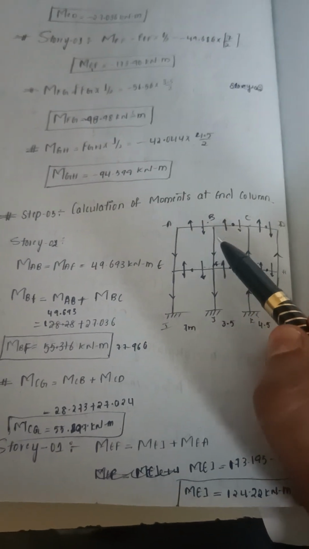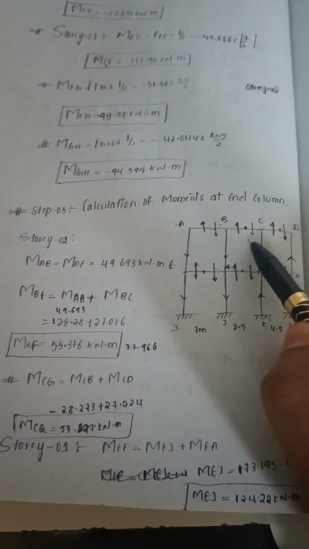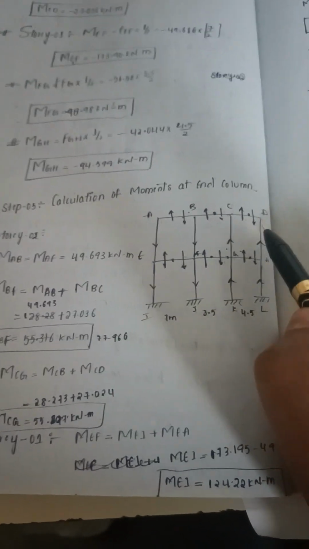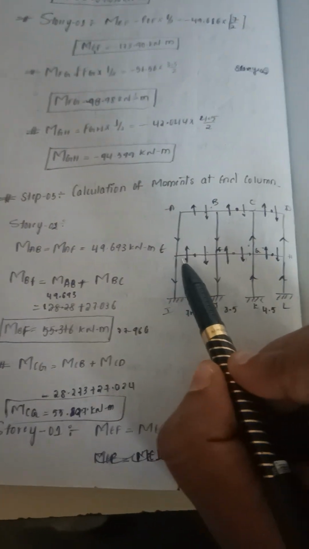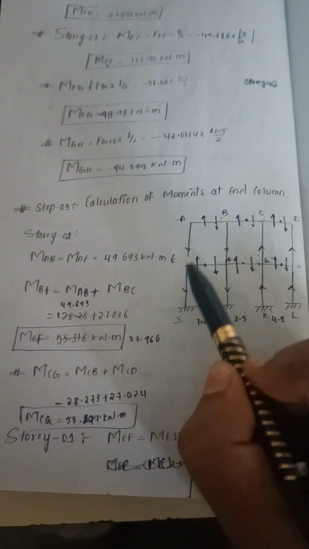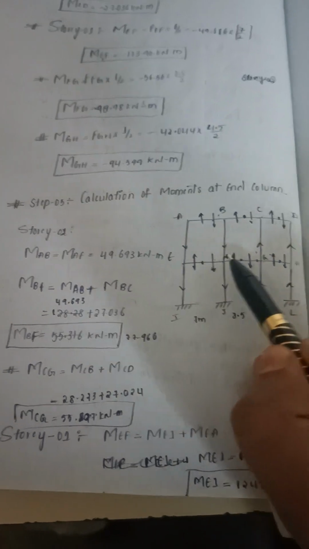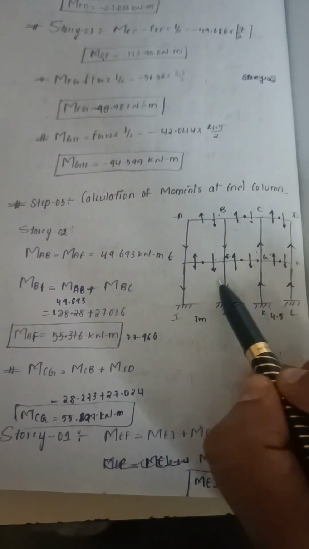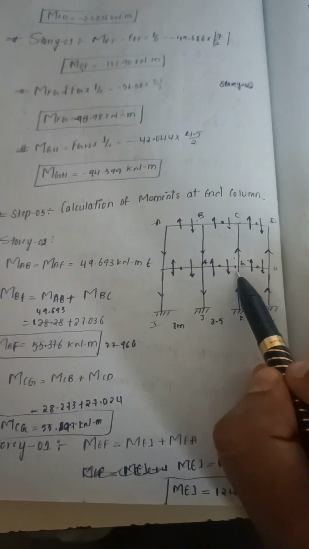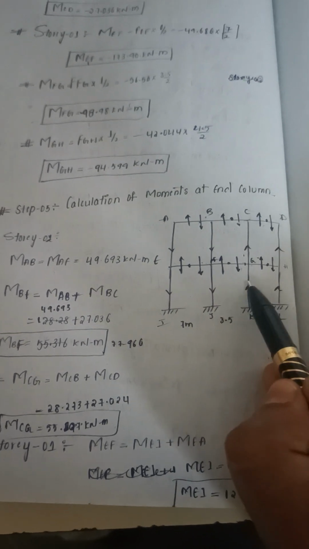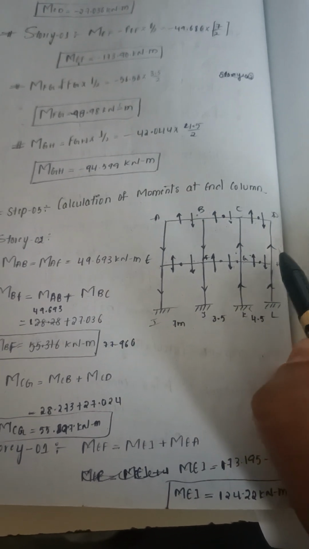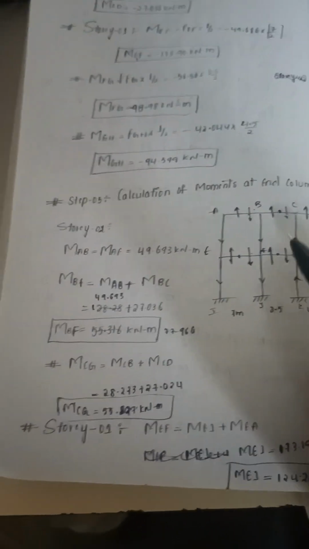Next, here we need to find this one. So this plus this is equal to this one. Next this one, this plus this equals this one. Next this one is equal to this one. Next we need this one, so this plus this equals this one. Now next we need this one, so this plus this equals this plus this. From there we can find this one. Here this plus this equals this plus this, we can find this one. Next we need to find this one. This plus this is equal to this one. Like that we can find all the moments in the columns also.